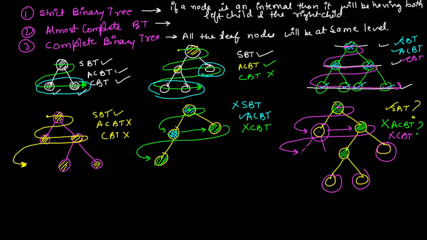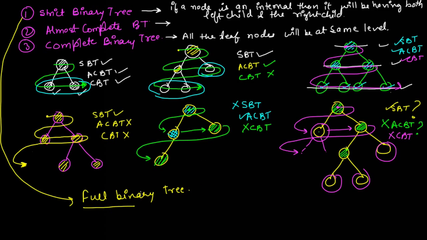Okay, in a lot of cases a strict binary tree is also called a full binary tree. Most students confuse the full binary tree with the complete binary tree. Even though the names look the same, whenever I talk about a full binary tree, I mean the strict binary tree. And there is a difference between the full binary tree and the complete binary tree.